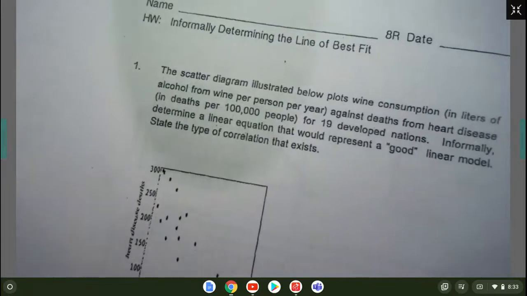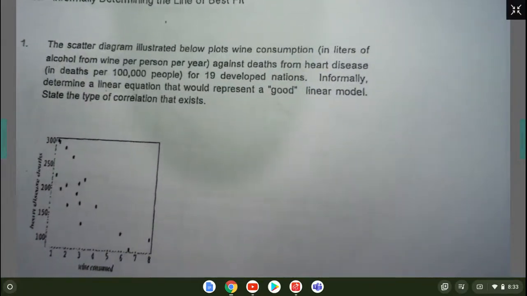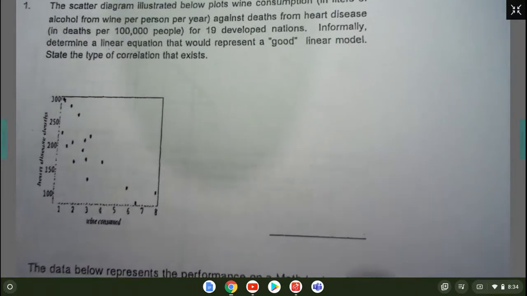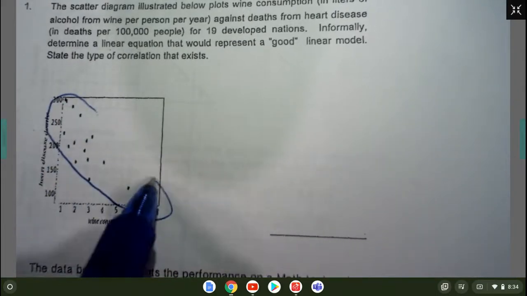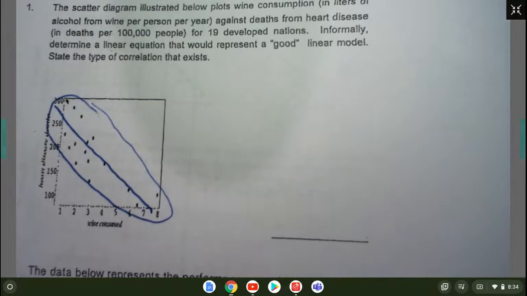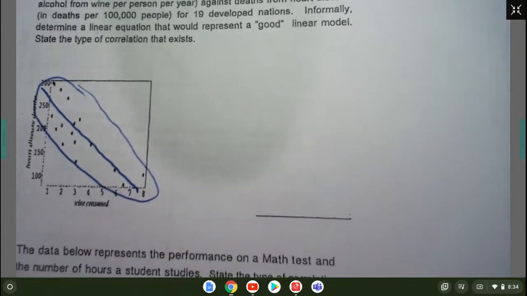Same thing. It says the scatter plot diagram illustrated below plots wine consumption in liters of alcohol from wine per person per year against deaths from heart disease, deaths per 100,000 people for 19 developed nations. Formally determine a linear equation that would represent a good linear model, and state the type of correlation that exists. Well, this one looks like it decreases to me. If I were to draw a line of best fit, I'd probably have my line down the middle here.